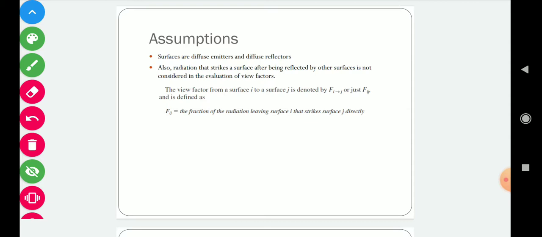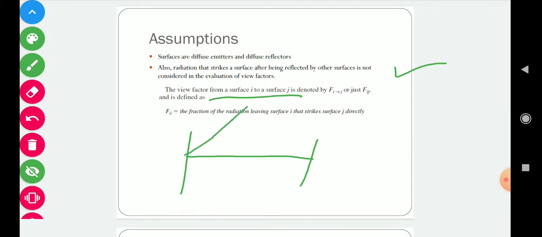We also made another assumption, that radiation that strikes a surface after being reflected by other objects is not considered in the evaluation of the view factor. For example, if you have these two objects, we consider only those radiations which directly strike between these two objects. If you have a third object, and radiation strikes this third object and after reflection goes to the second object, this type of radiation will not be considered. We only consider those radiations which directly strike the second object.